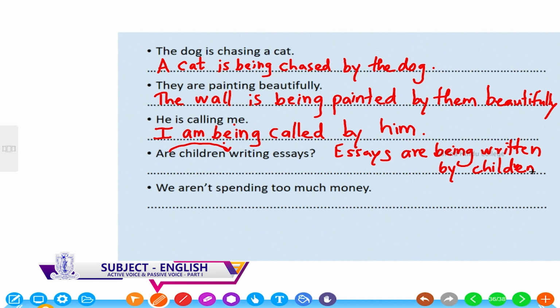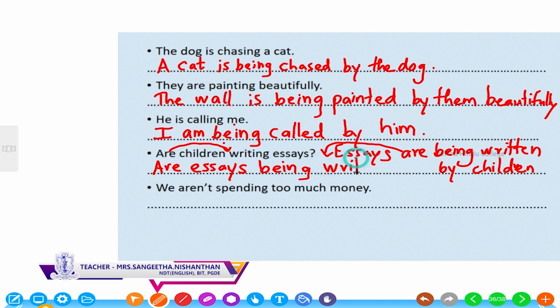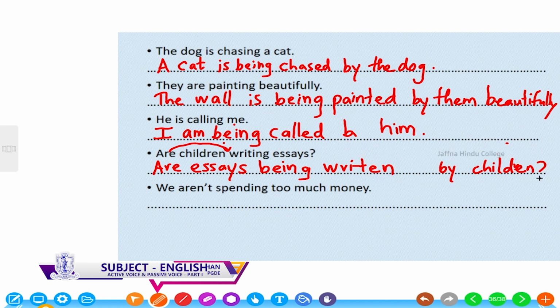Now, I have to change it as a yes or no question. So, the be verb should be brought to the beginning, and now the answer is: are essays being written?